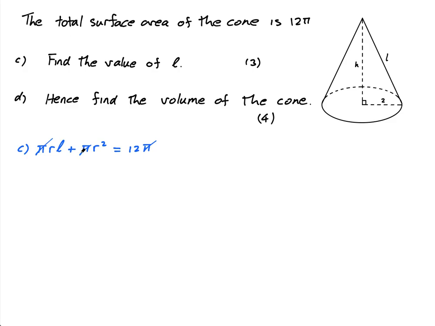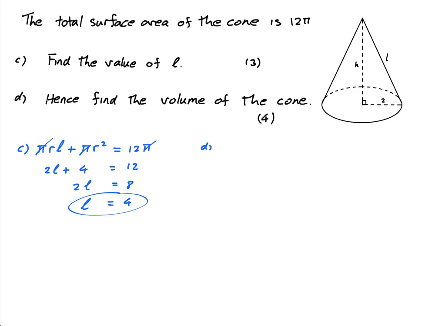So I have r L plus r squared is equal to 12, but I know r. r is the radius, it's 2. So it's 2L plus 2 squared, which is 4, equals 12. 2L equals 12 minus 4, which is 8. L is equal to 4. Not that bad, I think. Okay, that's part C.